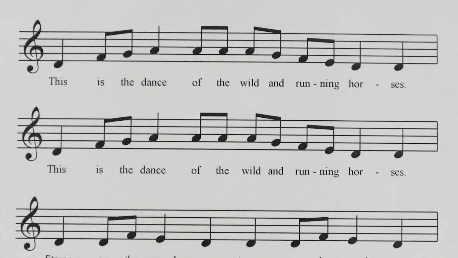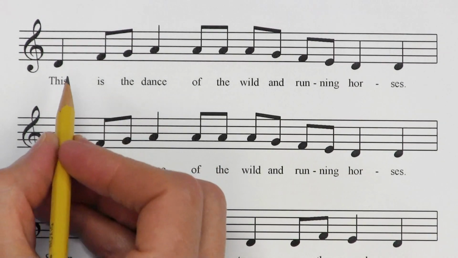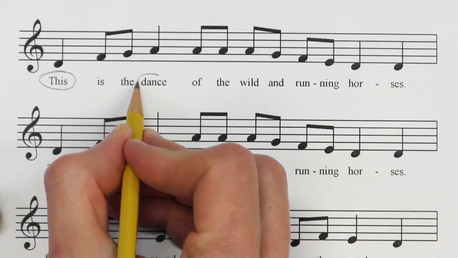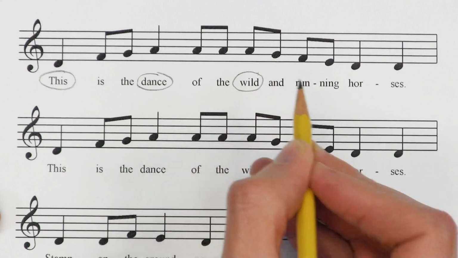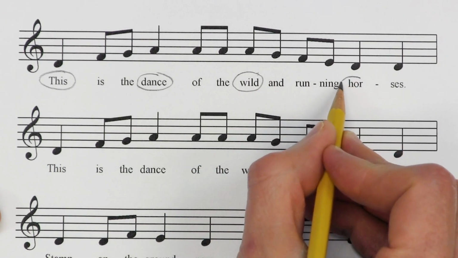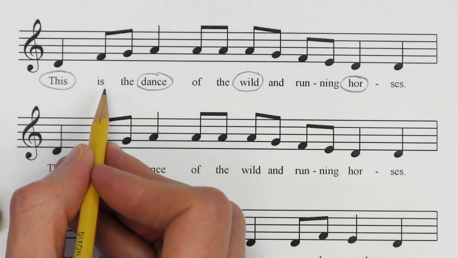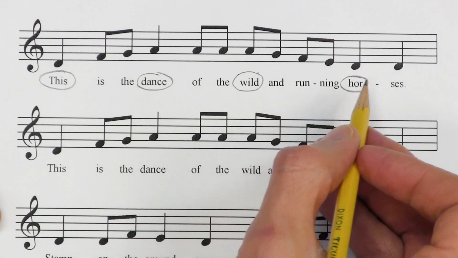Here we have the sheet music to Wild Horses, which you can download from our website. Let's add bar lines so we'll know when to play chords. First, let's circle the words where we have a strong beat. We have a strong beat on the word this, then on the word dance, then on the word wild, and the first syllable of horses. That's where we're going to play chords. This is the dance of the wild and running horses.